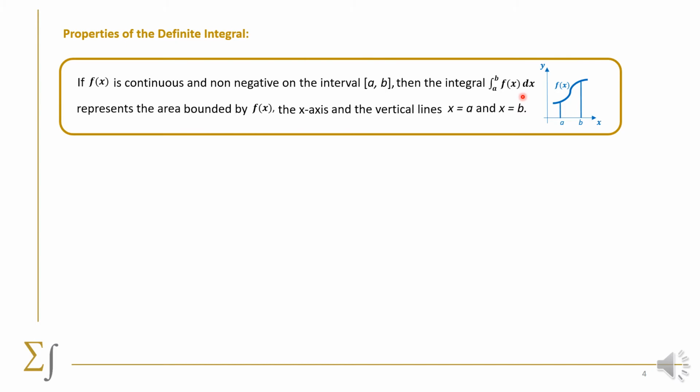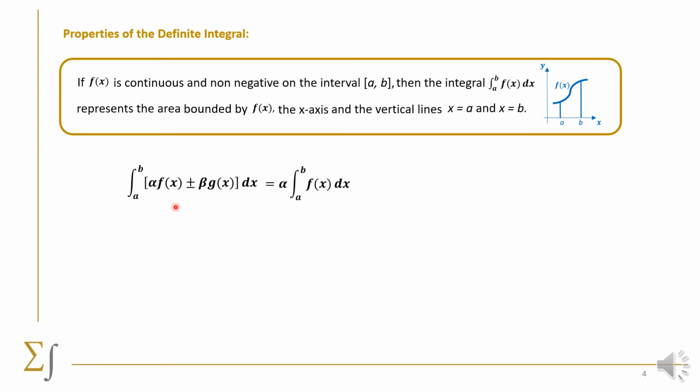This was the first property. The second property, we call it the linearity property, where we have the functions f of x and g of x being multiplied by two constants alpha and beta, and we have the sum or difference between these two functions, alpha f of x, beta g of x, and we integrate it from a to b.